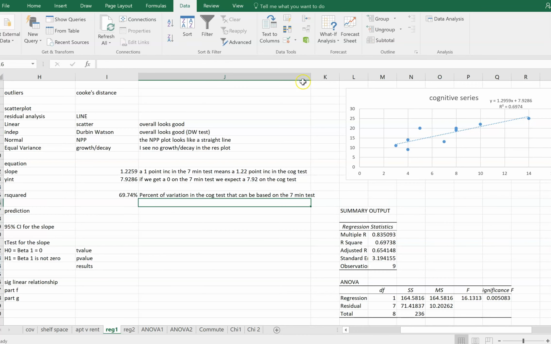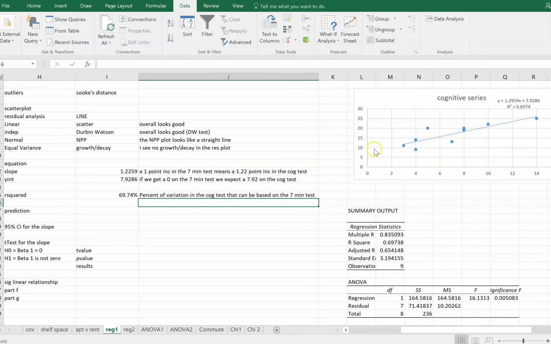What it means is the fluctuations I'm seeing in the scores in the cognitive test, a huge amount of that variation can be predicted from the variation in the 7-minute test. So 69% of the reason the variation in the cognitive test will vary can be based on the variations in the 7-minute test. So there is a nice relationship between the cognitive test and the 7-minute test. There is a lot of nice, powerful statement between the 7-minute test and the cognitive test.